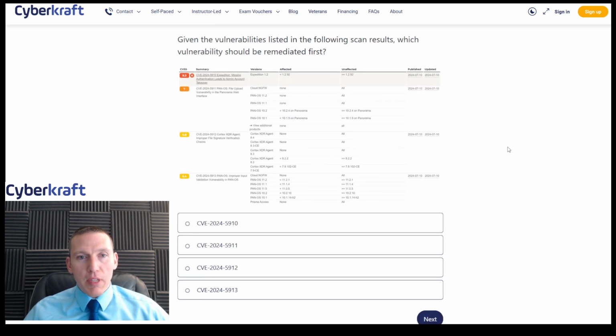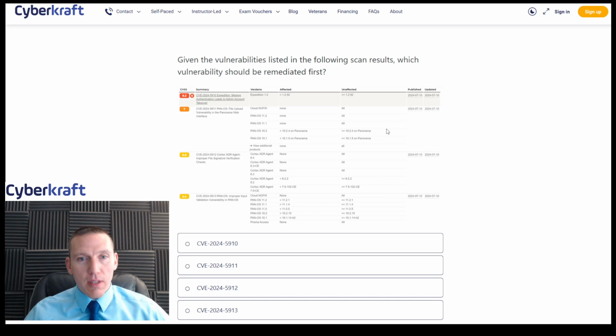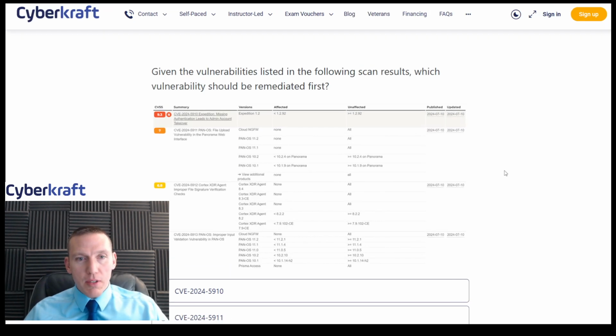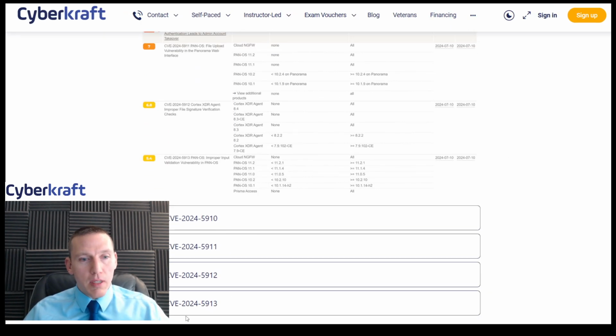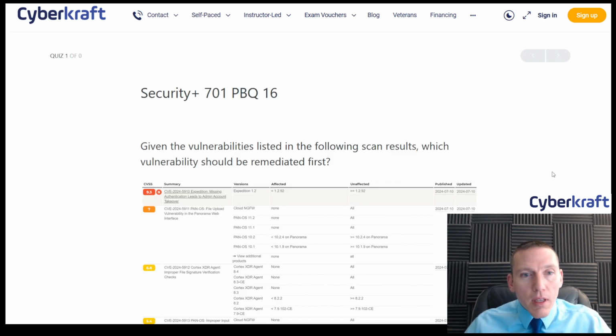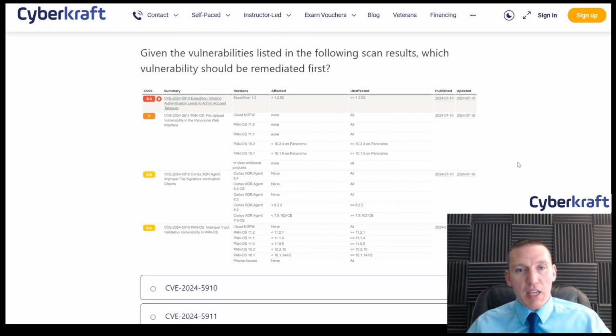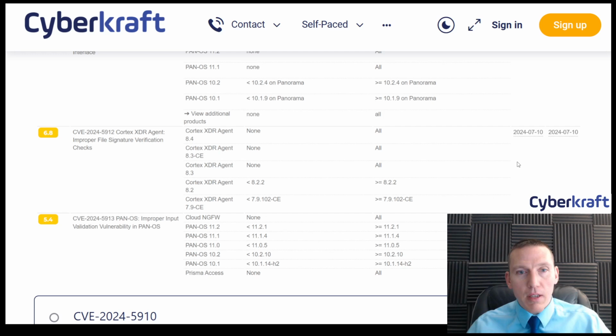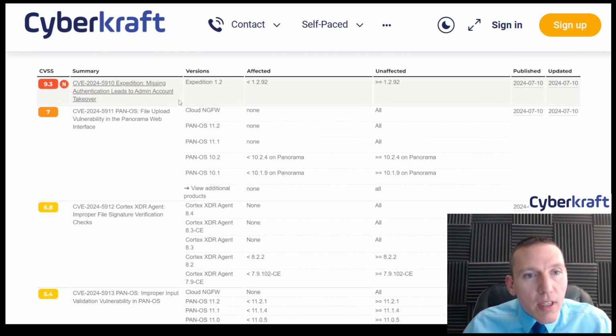Okay, this one I believe is on vulnerabilities. And yeah, that looks like it's on vulnerabilities. So let's make this a little bigger. Move my head over here. Okay. So, given the vulnerabilities listed in the following scan results, which vulnerability should be remediated first? Okay. So we have some scan results here. We have a couple vulnerabilities.